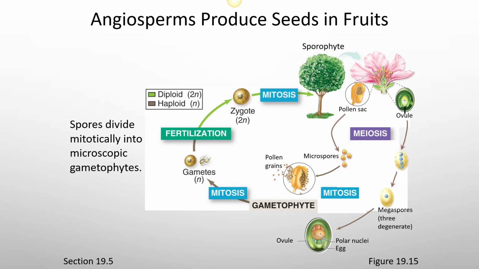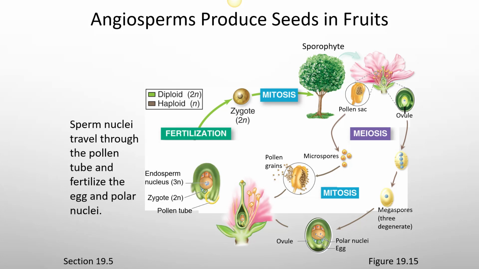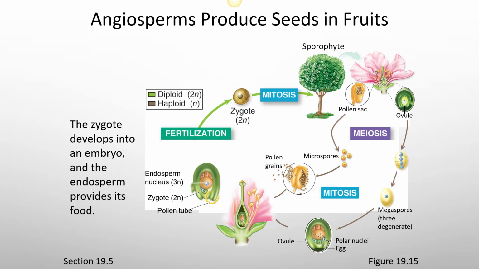Spores divide mitotically into microscopic gametophytes. During pollination, a pollen grain lands on a stigma. The pollen grain germinates, producing a pollen tube. Sperm nuclei travel through the pollen tube and fertilize the egg and polar nuclei. The zygote develops into an embryo, and the endosperm provides its food.